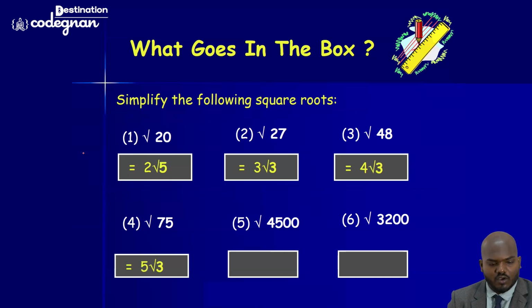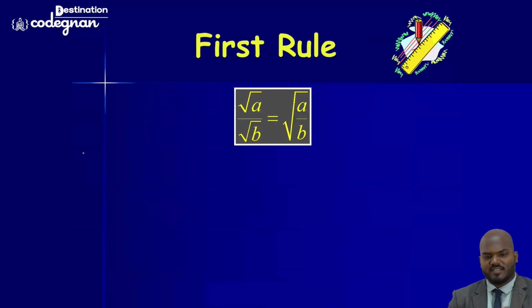75, we will get the answer 5 root 3, and 4500, we can get the answer 30 root 5. And 3200, we can get the answer 40 root 2 here. Okay. And this is the second rule, but it indicates the first rule here. Already I've learned one of the rules from the product of the surds, but you're going to deal with them.